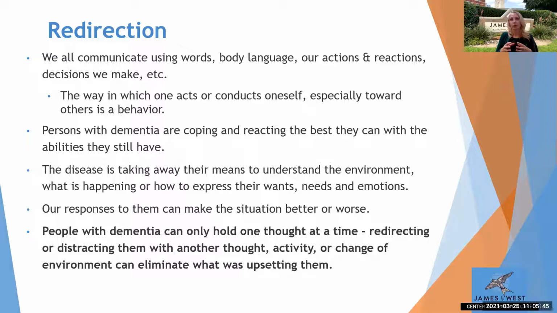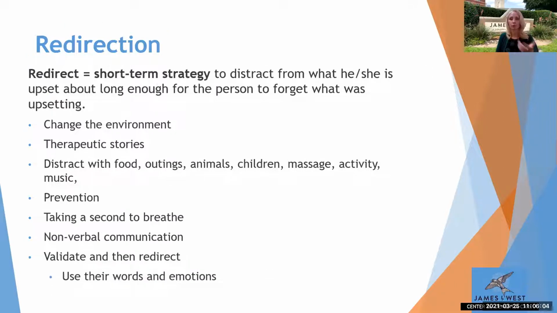So talking about redirection, people with dementia are very, very good at living in the moment. So they can have one thought at a time. And usually if we can redirect them or distract them away with another thought or an activity or a change in the environment, we can eliminate what was upsetting to them at the beginning, or they can essentially forget what they were upset about or what they were trying to do that was dangerous.